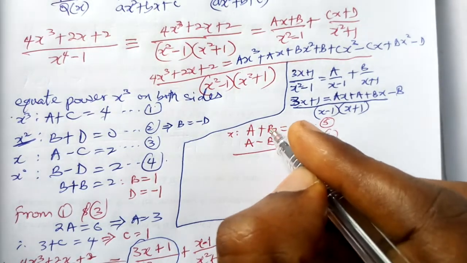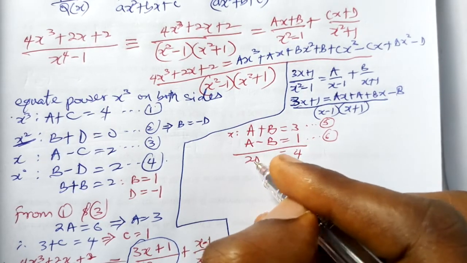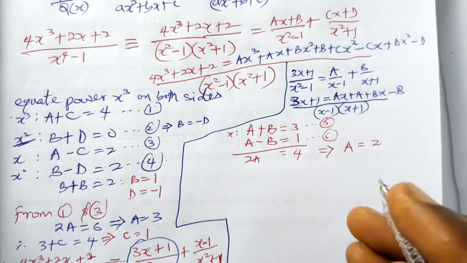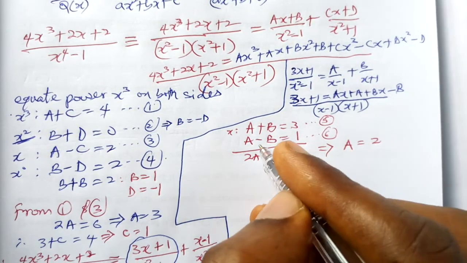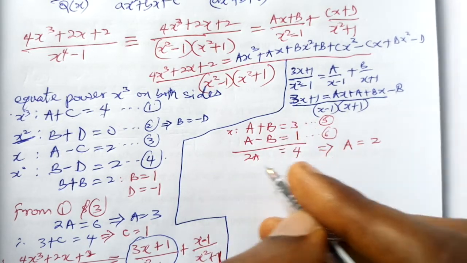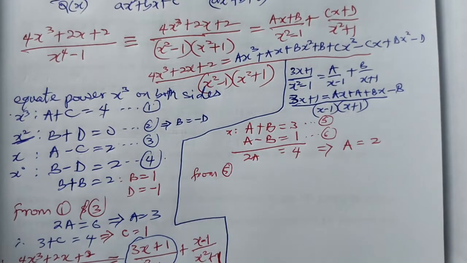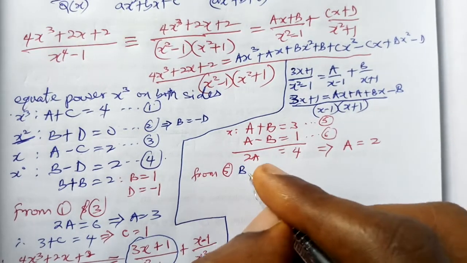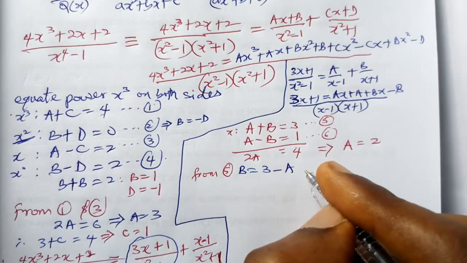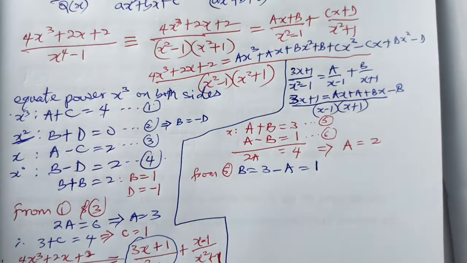If we add these to eliminate b, we have 4 equals 2a. This implies that a is equal to 2. If a is equal to 2, then from equation 5, b is equal to 3 minus a, which is 3 minus 2, which is 1.